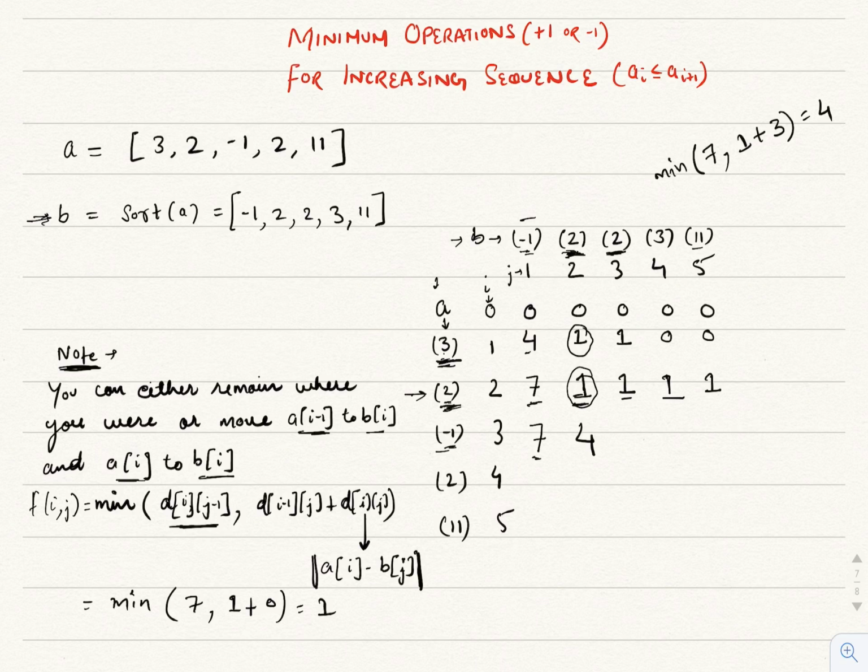So for the next element, either we're going to remain at 4, or we're going to move 2 to 2, 1, which is this one, plus we're going to move minus 1 to 2 again, which is 3. So the minimum is 4. Again we're going to follow this same rule.